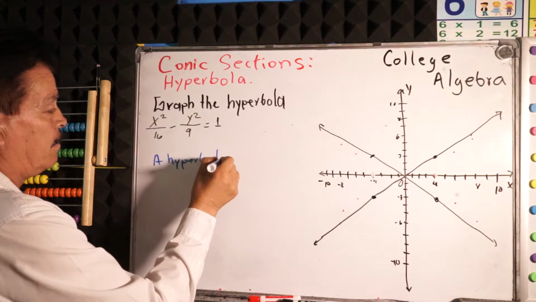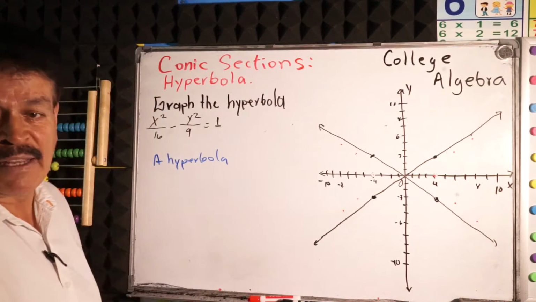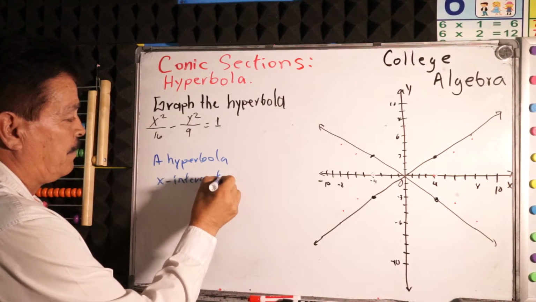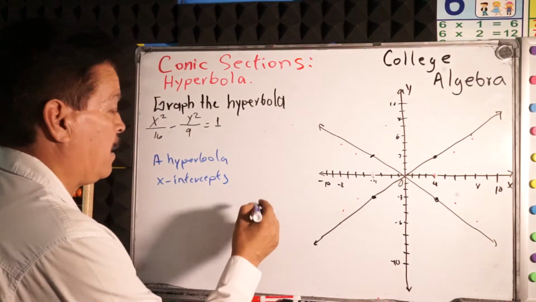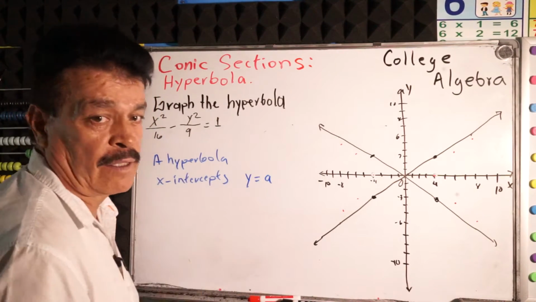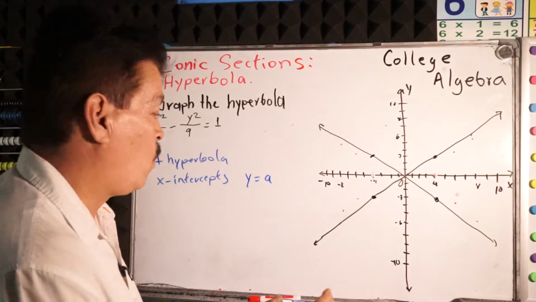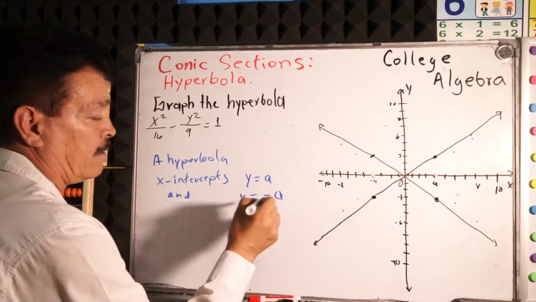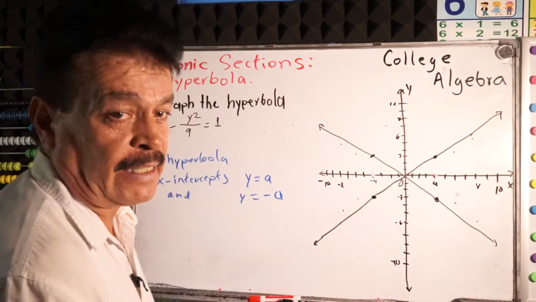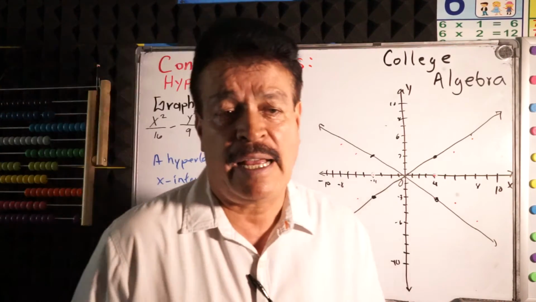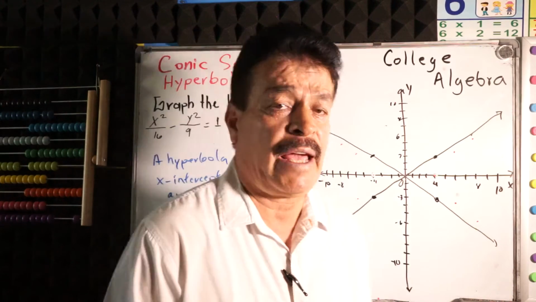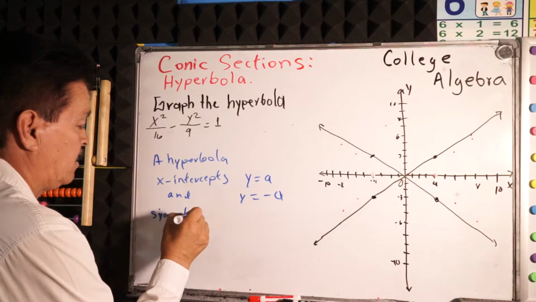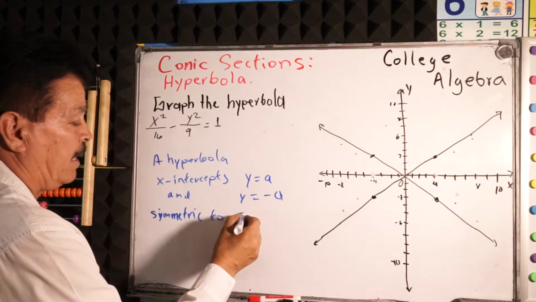Before that, let's see a hyperbola. A hyperbola having x-intercepts at x equals a and x equals negative a is centered about the origin and symmetric to the x-axis.